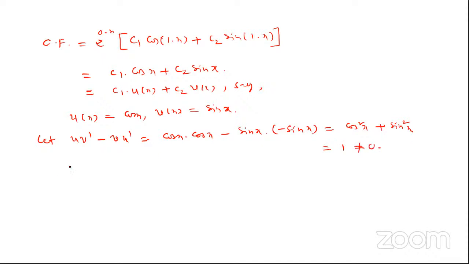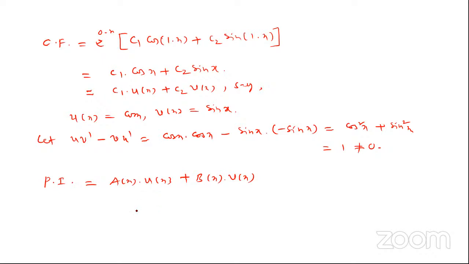Now write its corresponding particular integral. The general particular integral is a(x) into u(x) plus b(x) into v(x), that is simply au plus bv, where u and v both are functions of x, and as well a and b are also functions of x.